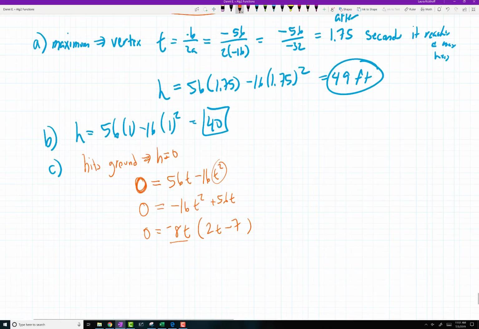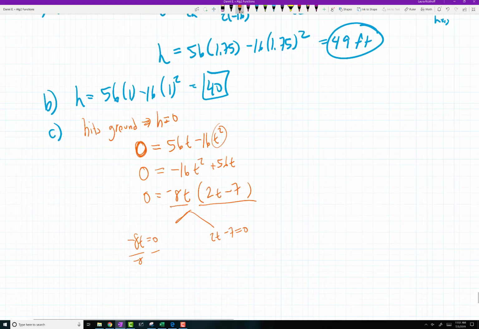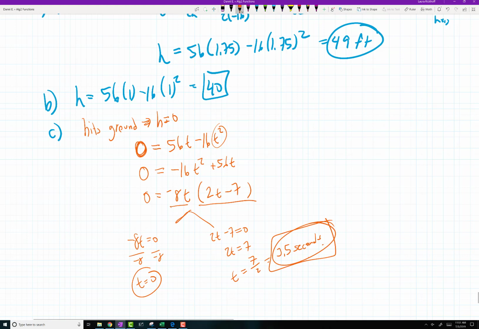And then the whole reason we factor is because if this times this equals 0, then negative 8t could equal 0, or 2t minus 7 could equal 0. So either t could be 0, so it's on the ground after 0 seconds, or t could be 7/2, about 3.5 seconds. So after 3.5 seconds, it hits the ground.